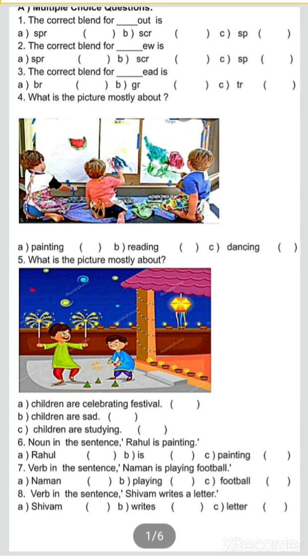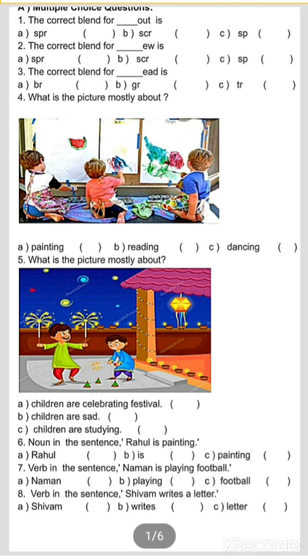Next, the sixth one. You have to find out the noun. Noun means the naming word. So is Rahul the naming word, or is painting the naming word? You have to choose the correct one. Rahul is someone's name. So Rahul is the naming word. We will tick on Rahul.